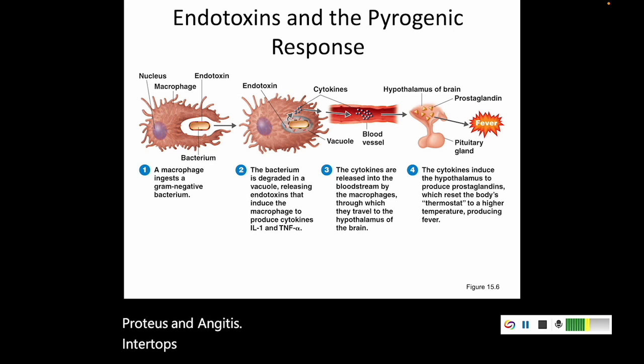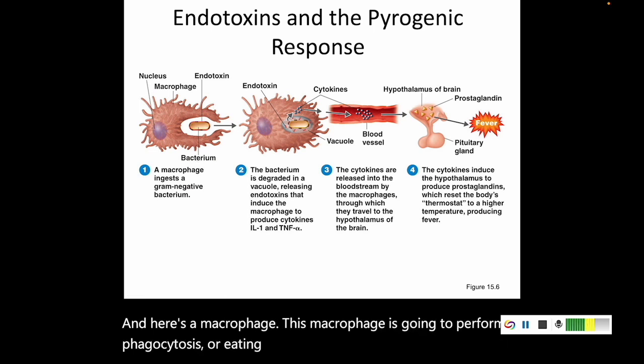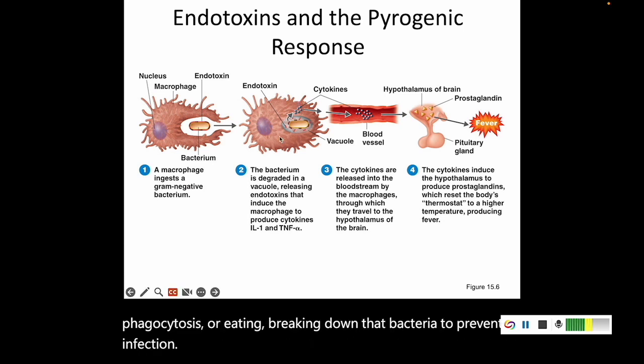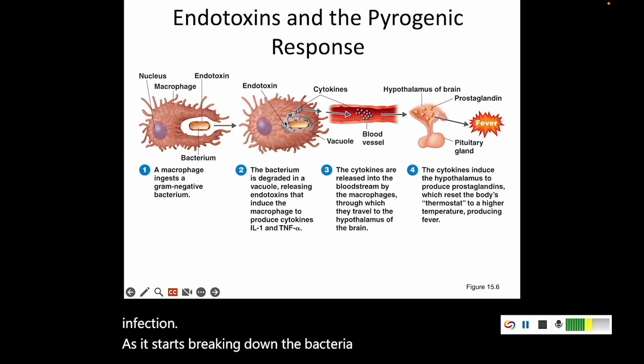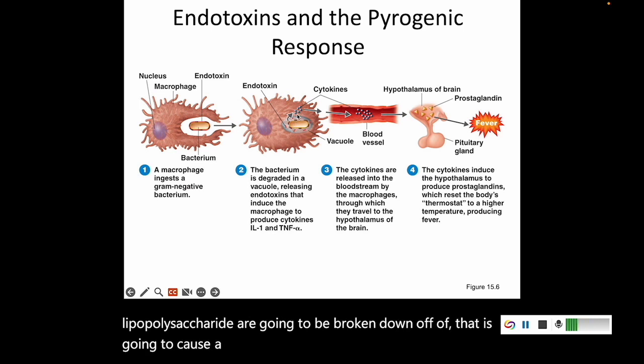Endotoxins can also create a fever. This is called the pyrogenic response. So here's a little bacteria, and here's a macrophage. This macrophage is going to perform phagocytosis, or eating, breaking down that bacteria to prevent an infection. As it starts breaking down the bacteria, pieces of the cell wall, that lipopolysaccharide, are going to be broken off of that. That is going to cause the release of cytokines.